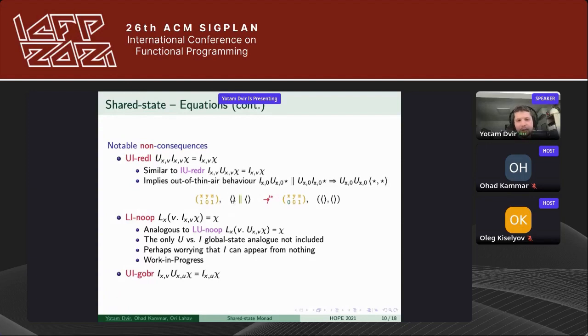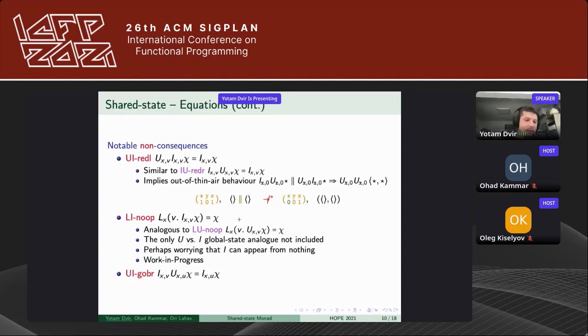what happens is that if you have two programs that do nothing in parallel, they somehow should be able to update the state if you have these equations and you want adequacy. So obviously we don't want this to happen because we don't have a rule that updates the state from programs that don't do anything. Okay, so this equation is bad. We shouldn't include it. Another option is the equation that's analogous to LU no up, but with I instead of U.